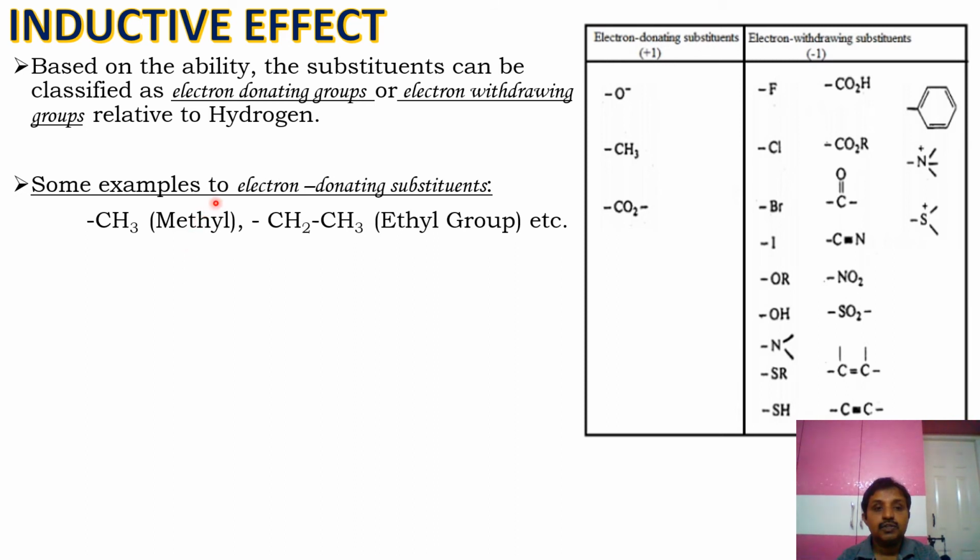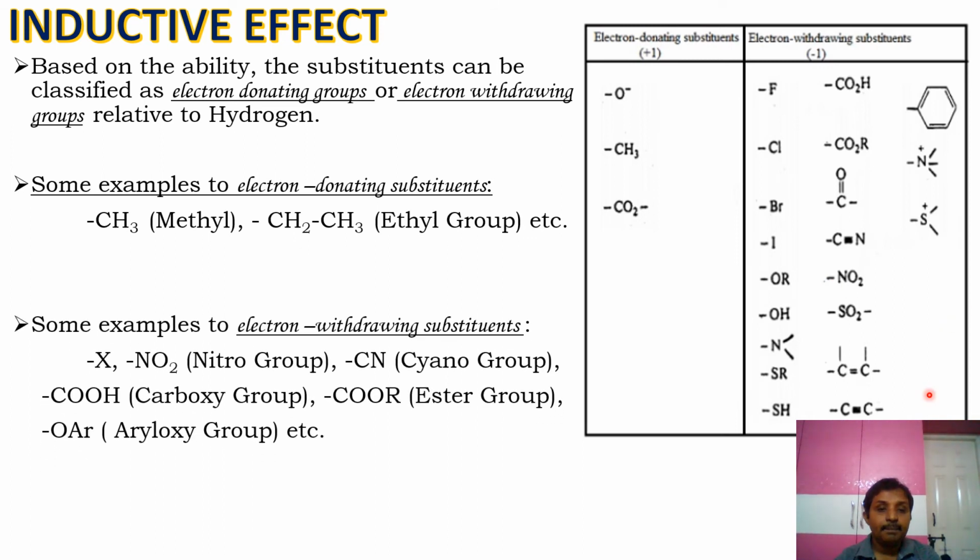Some examples of electron donating groups are methyl group, ethyl group, and any atom with negative charge is also said to be an electron releasing group, that is, electron donating group. Next, some examples of electron withdrawing groups are halides, nitro groups, nitrile group, that is cyano group, carboxylic acid group, ester group, and alkoxy group, hydroxyl group. These are electron withdrawing groups because of the oxygen atom. The oxygen atom is attracting the bond pair of electrons.